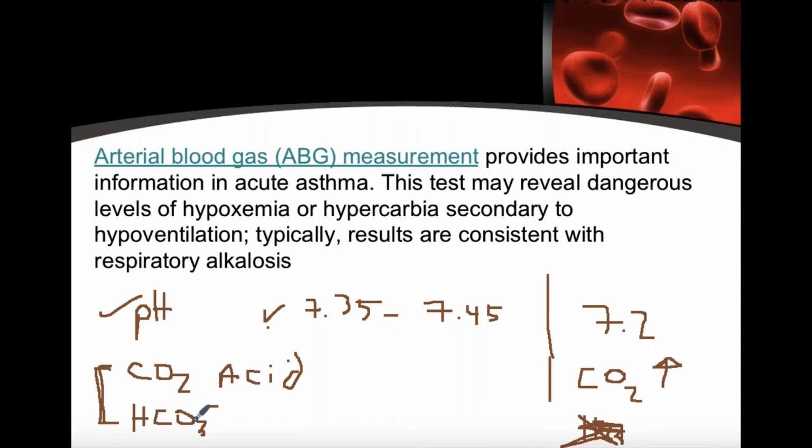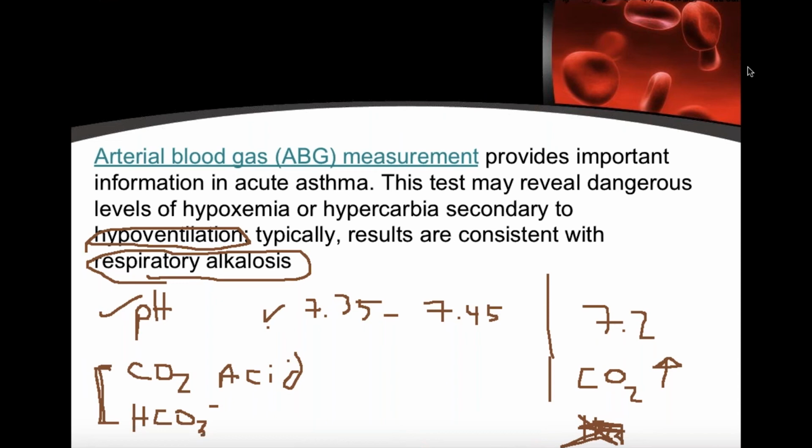Why would my CO2 be low? Hyperventilation. Who was that caused by? The respiratory system. If I have a relative excess of base, what's that called? That's respiratory alkalosis, secondary to hyperventilation. Okay, so that's how you find that, right? Is to say, use your ABG to diagnose what's going on with the patient with regard to asthma.